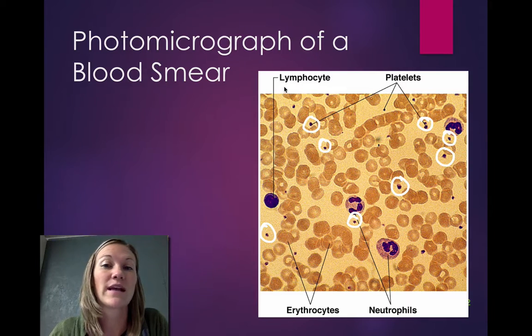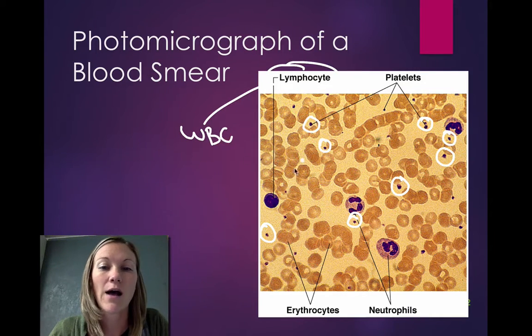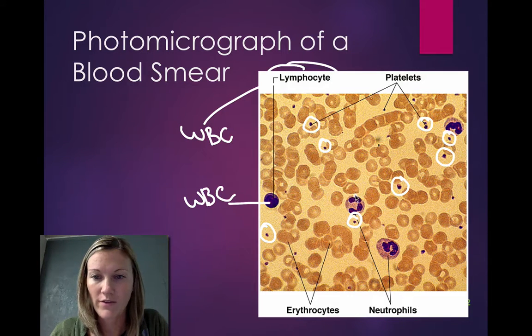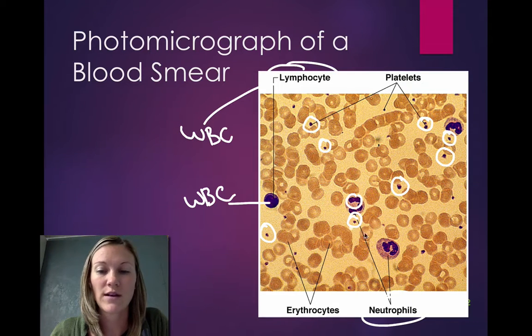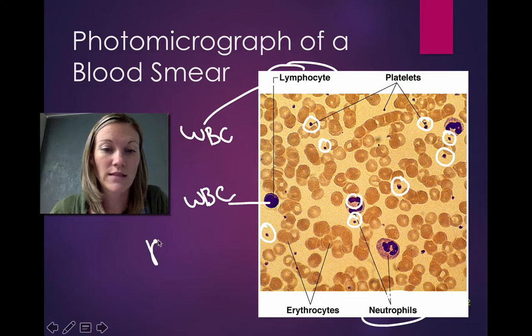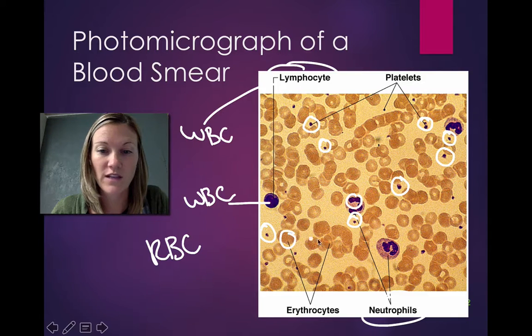Then we have lymphocytes. Lymphocytes are actually a type of white blood cell. This is also a white blood cell. All of these neutrophils are white blood cells. So white blood cells are going to be a little bit bigger and they're going to look like a true cell. And then you have red blood cells or erythrocytes. These are going to be all of these sort of brownish colored cells, all of those in there.